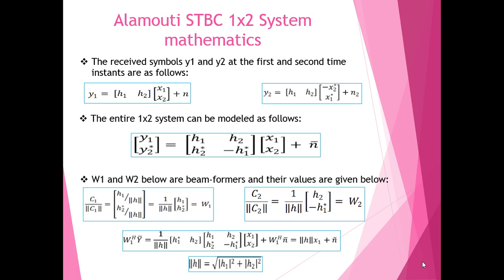In order to decode the symbol for transmission at time instant 1, we multiply W1 Hermitian with y bar, and after simplification we get it equal to h double bar into x1 plus n tilde. This implies that in the first time instant, the received symbol is decoded and it depends on the symbol transmitted from transmitter 1. Similarly, for the second time instant, the received symbol would be dependent entirely on the symbol transmitted from transmitter 2. The value of h double bar is also given.